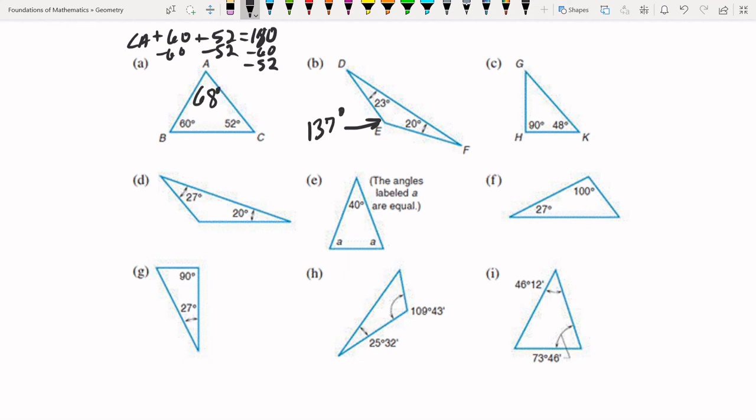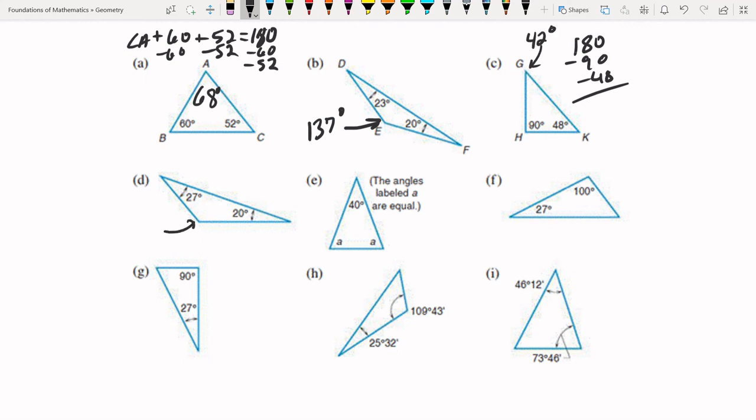All right, C here, this is actually called a right triangle. That's because it has a right angle within it. Angle H is right, angle K is 48. Again, we're just trying to figure out what angle C is. We're just going to take 180 minus 90 minus 48 and see what we get. It gives us 42 degrees.